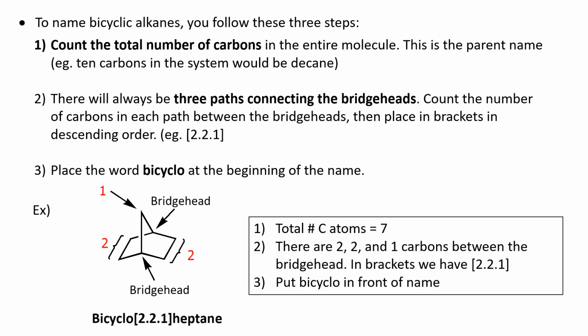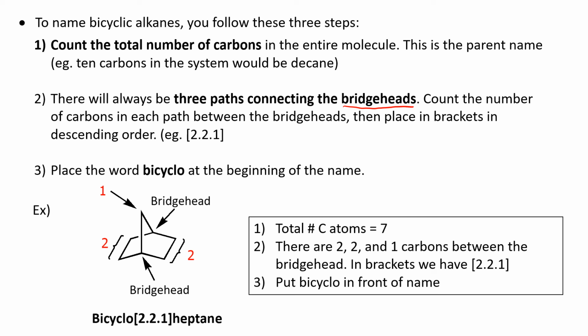When we name bicyclic alkanes, we're going to follow 3 steps. Step 1 is we're going to count the total number of carbons. Step 2, we're going to identify the 3 paths connecting the bridgehead atoms, which we'll learn how to identify.